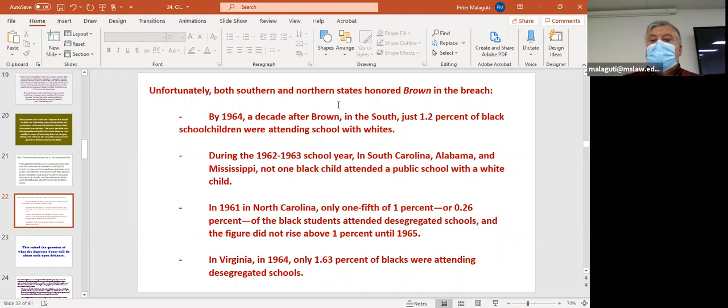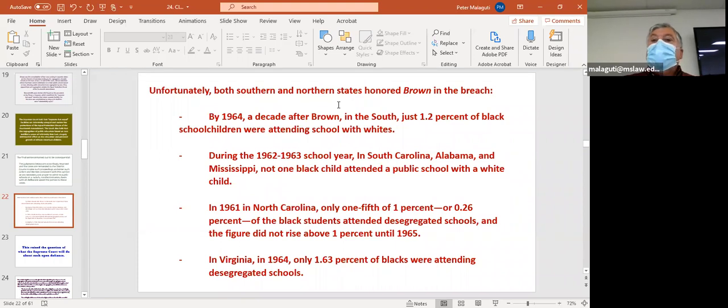At one point, Dwight Eisenhower, the president, had to send in federal troops to get students admitted to public schools in Little Rock, Arkansas. Little Rock was one of the schools at issue in the Brown versus the Board of Education decision.